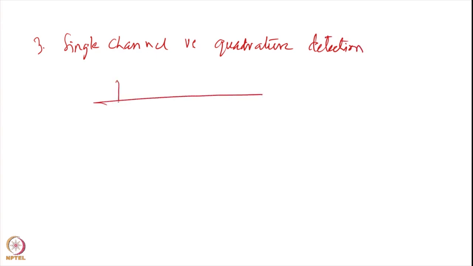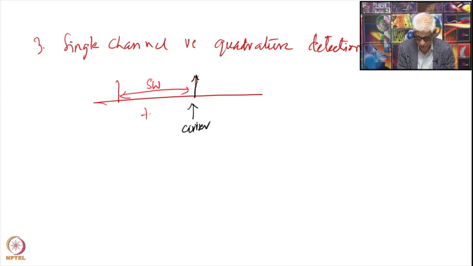So this is my spectral range. Okay, I bring my carrier here, this is my carrier. This is the spectral range here, this whole region is mine. So with respect to the carrier, let us say this is positive, all frequencies are positive.